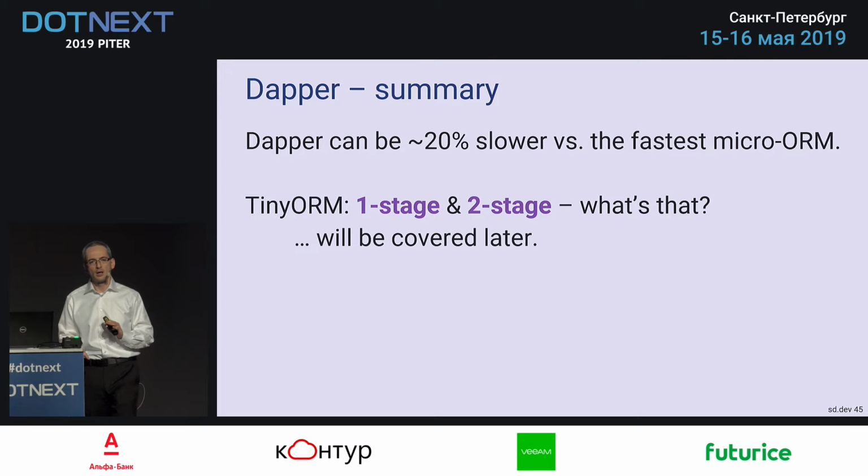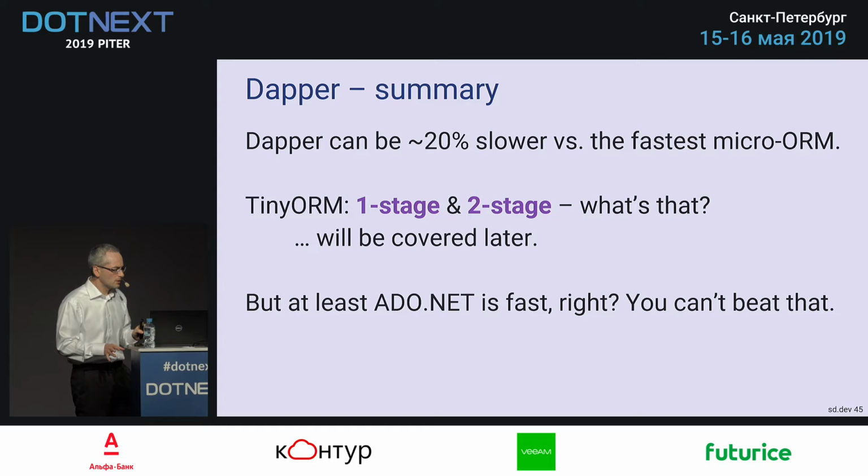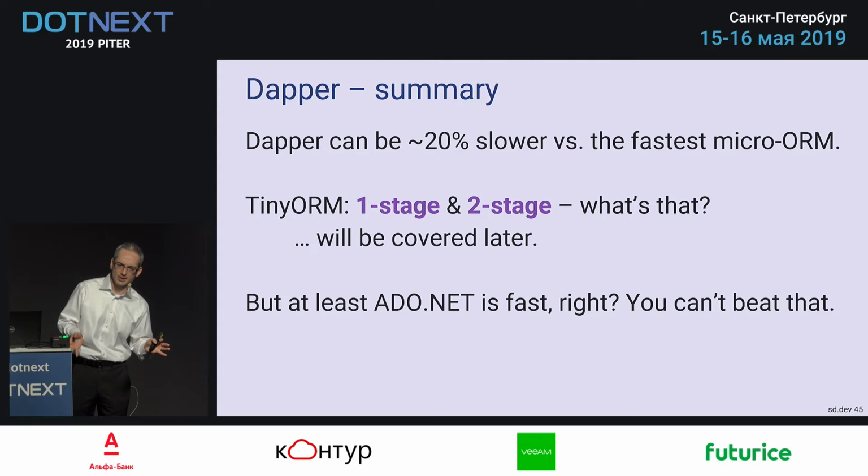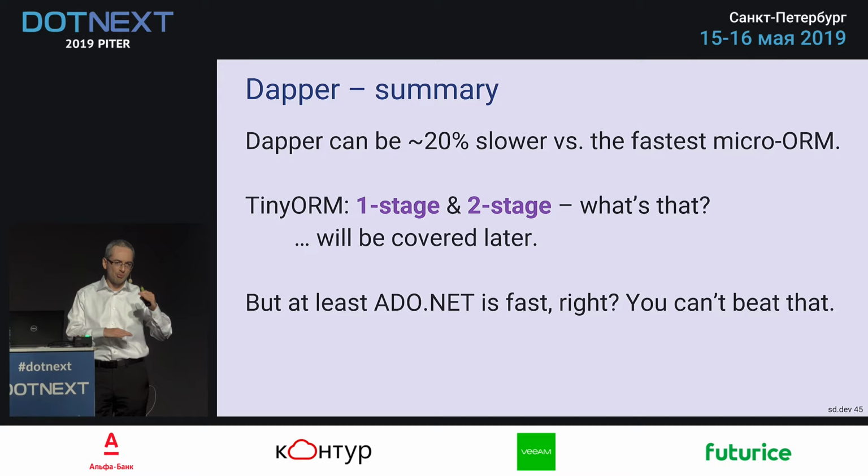But at the very least, even if it's not Dapper, then we always have our good old ADO.NET. ADO.NET is fast, right? You can't really beat that. ADO.NET is our baseline. That's the very thing that you cannot go below. You cannot beat ADO.NET, right?